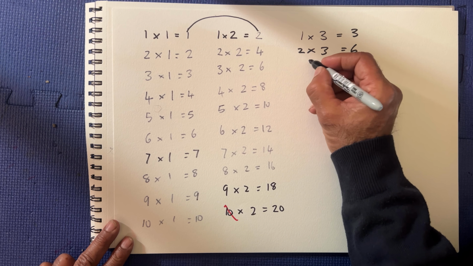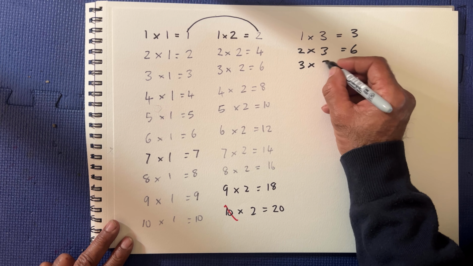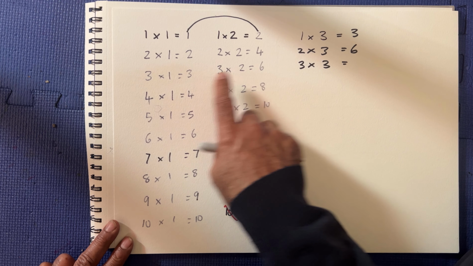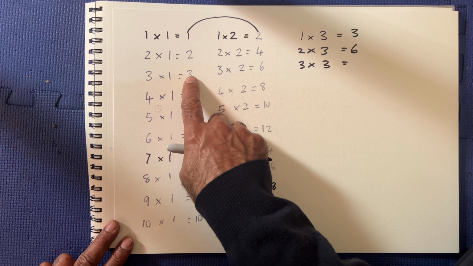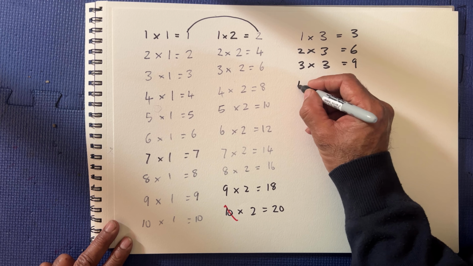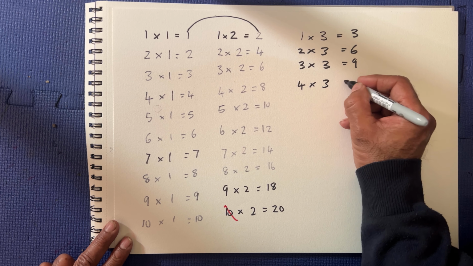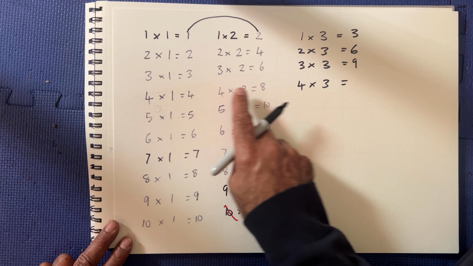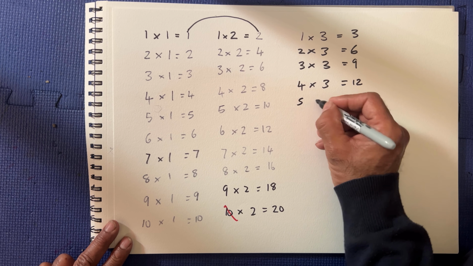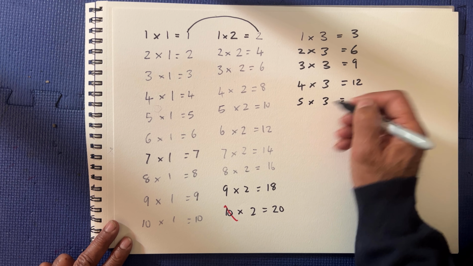It's 6. 3 times 3. Well, that's easy. You know 3 times 2 is 6, and 3 times 1 is 3. Just add the 3 and the 6. 9. 4 times 3. Again, easy peasy. Add the 4 and the 8. 12. 5 times 3. Easy.